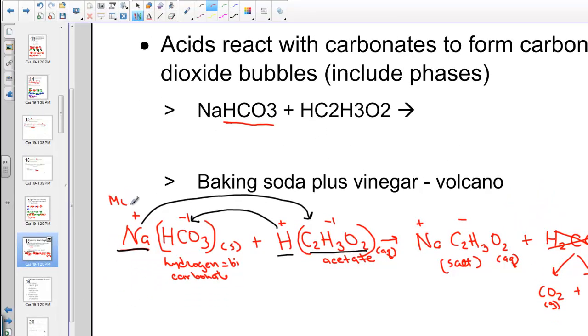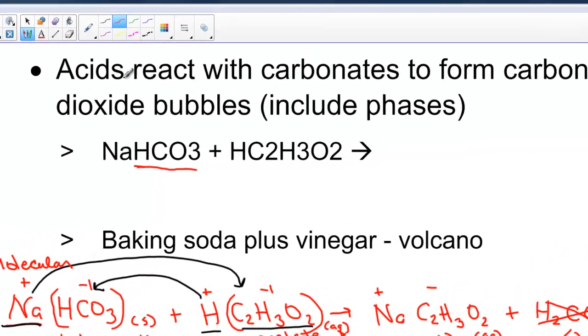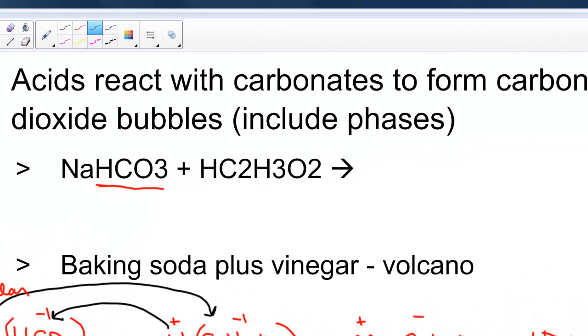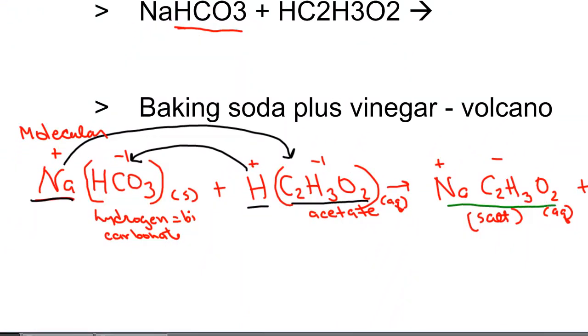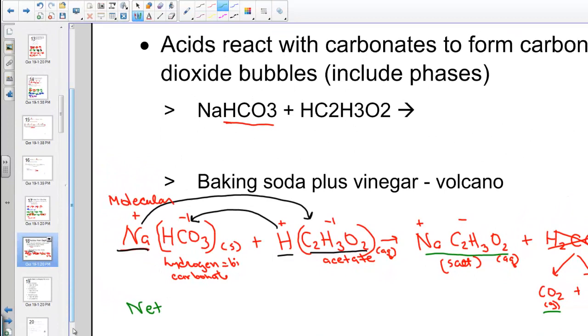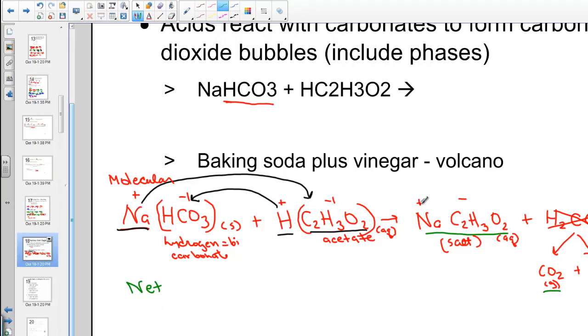So our molecular equation for this particular reaction, the entire products here: NaHCO3 reacts with HC2H3O2, forming NaC2H3O2, and CO2 gas and water. So there's three products here: sodium acetate, carbon dioxide, and water. And if we turn that into a net ionic equation, remember the spectators? The spectators will be those ions involved in the salt.